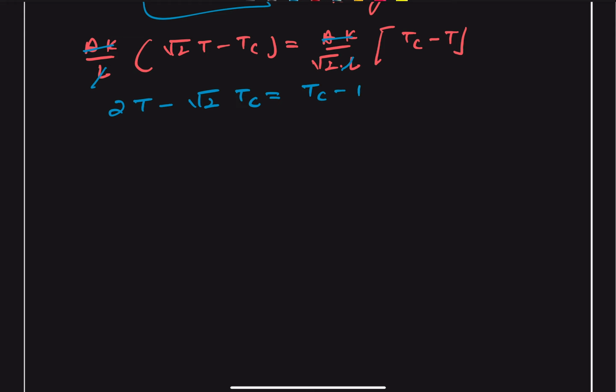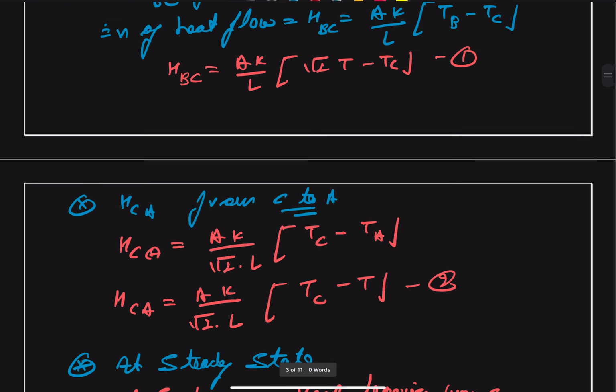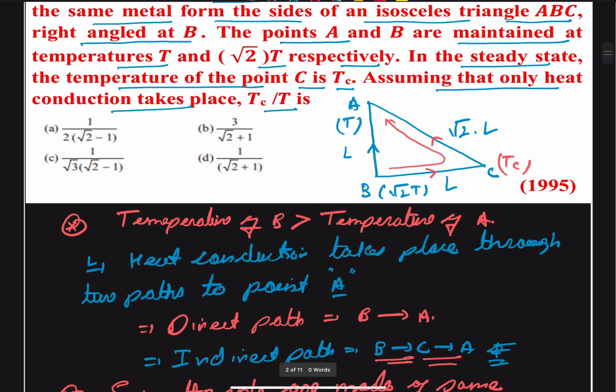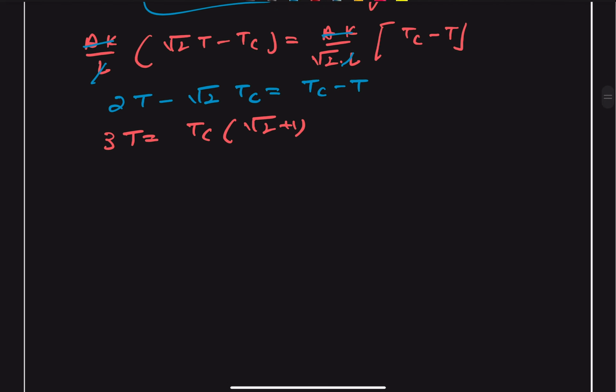Simplifying, we can write this as 3T will be equal to TC times (square root of 2 plus 1), and we are supposed to find the ratio of TC to T. So from here, TC upon T will be equal to 3 divided by (square root of 2 plus 1).